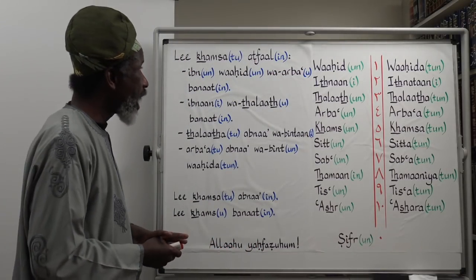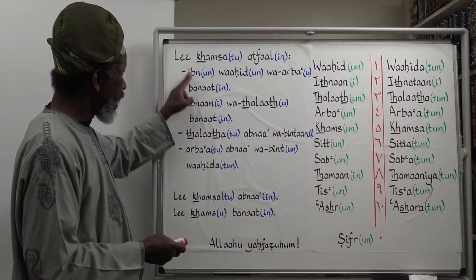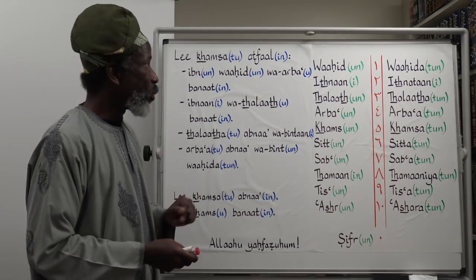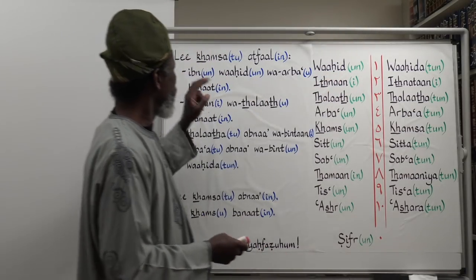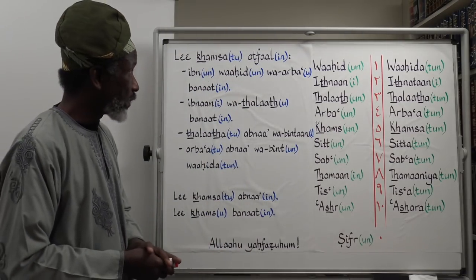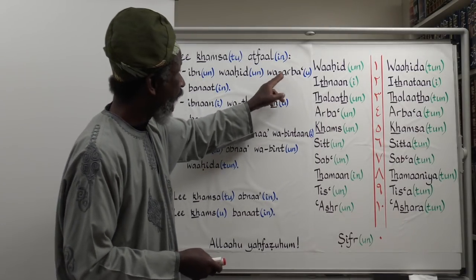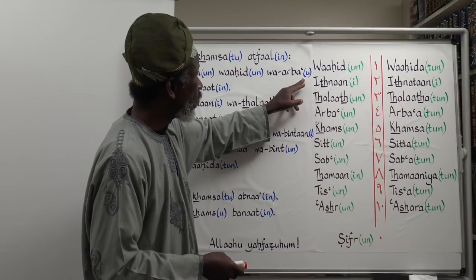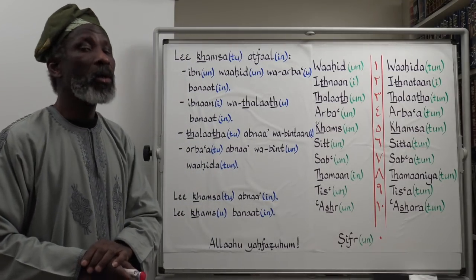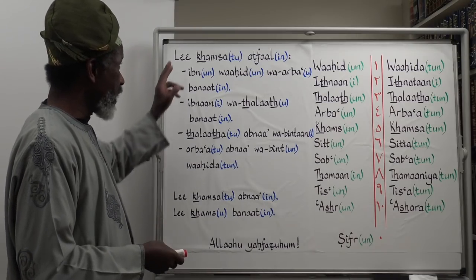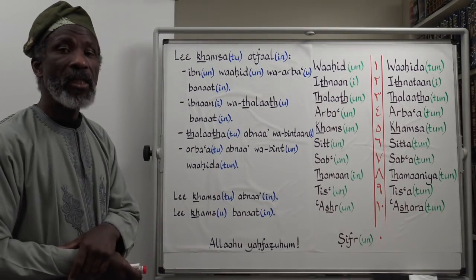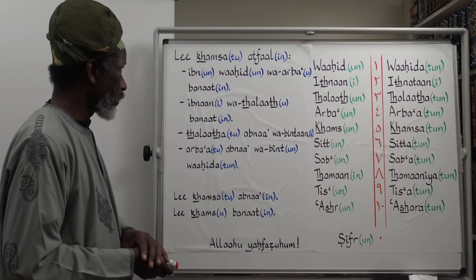I have five children. Li ibnun wahidun. I have one son. Wahidun, like here. Li ibnun wahidun. I have one son. Wa arba'u, like this one, arba'u banatin, and I have four girls.